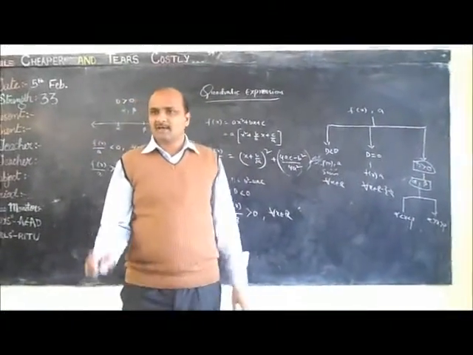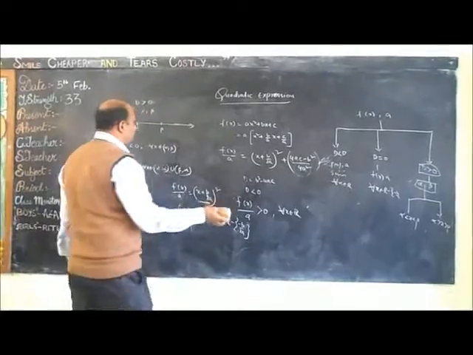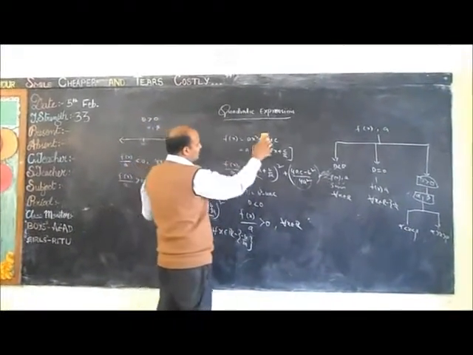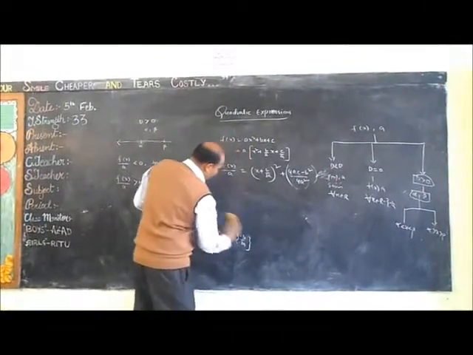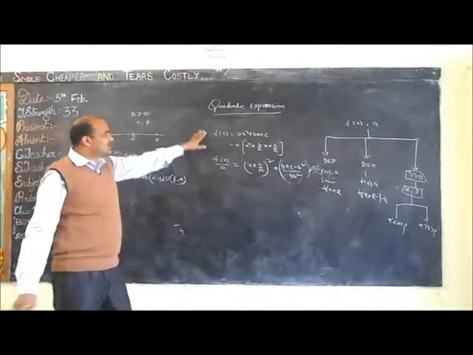The next one is the maximum and minimum value of this function. Now this is the f of x. F of x is, this is the value.